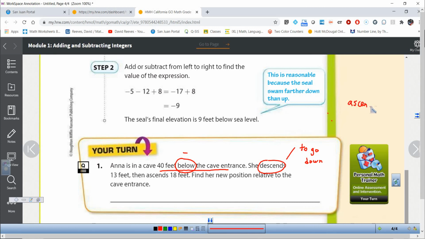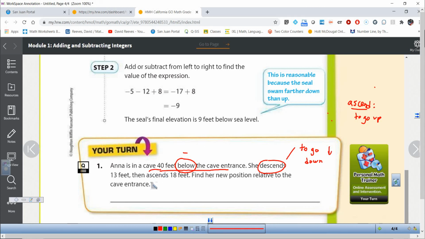Ascend means, sorry guys, ascend means to go up. So when you see the word ascend, it means you're going up. When you see the word descend, it means you're going down. Okay? All right, and then here it is.